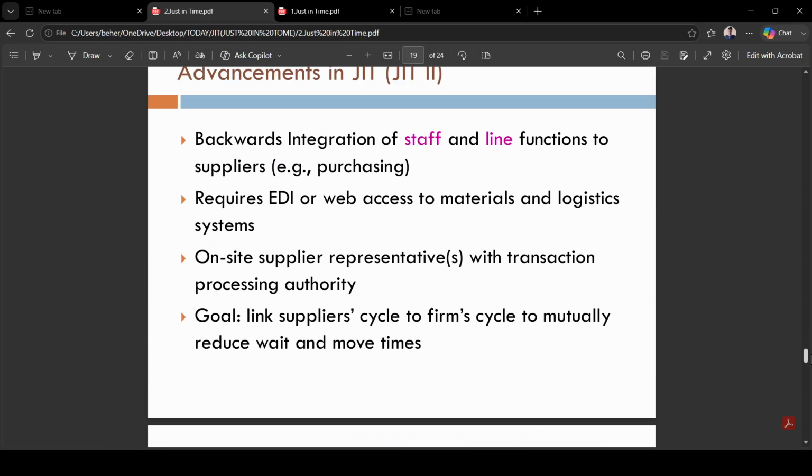Then advancement of JIT: backward integration of staff and line function to supplier, for example purchase, requires EDI or web access to material and logistics system, on-site supplier representative with transaction processing authority. Goal: link the supplier's cycle to the firm's cycle to mutually reduce wait and move times.